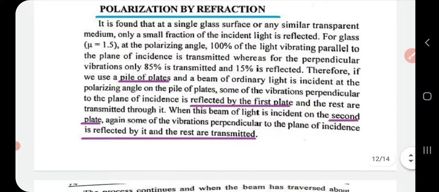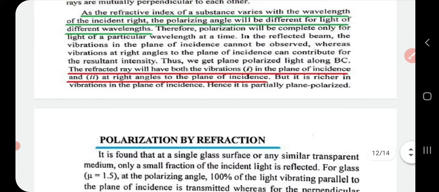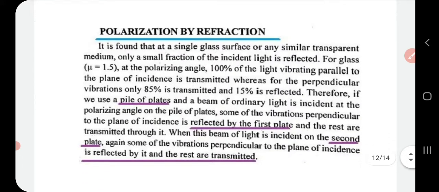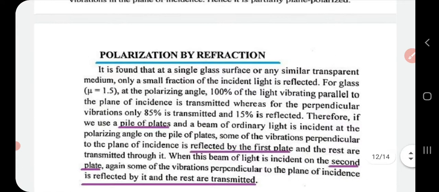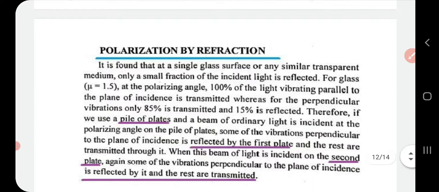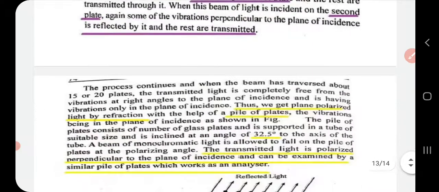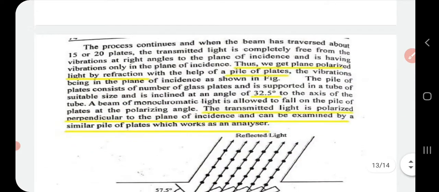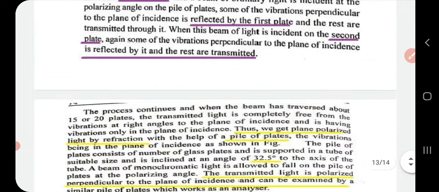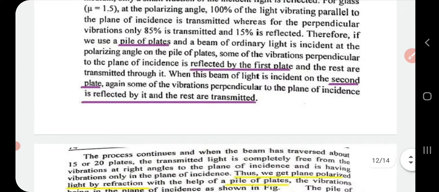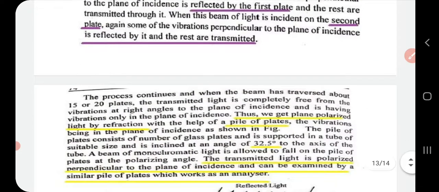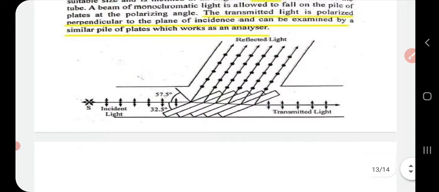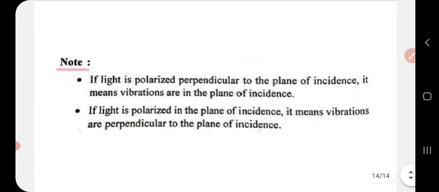This session is very important, that is, polarization by reflection and polarization by refraction. How will you produce polarization by refraction? By using a pile of plates. So just explain what is meant by a pile of plates, the experimental setup, and then how you are getting plane polarized light using a pile of plates or by refraction. These are two small notes.